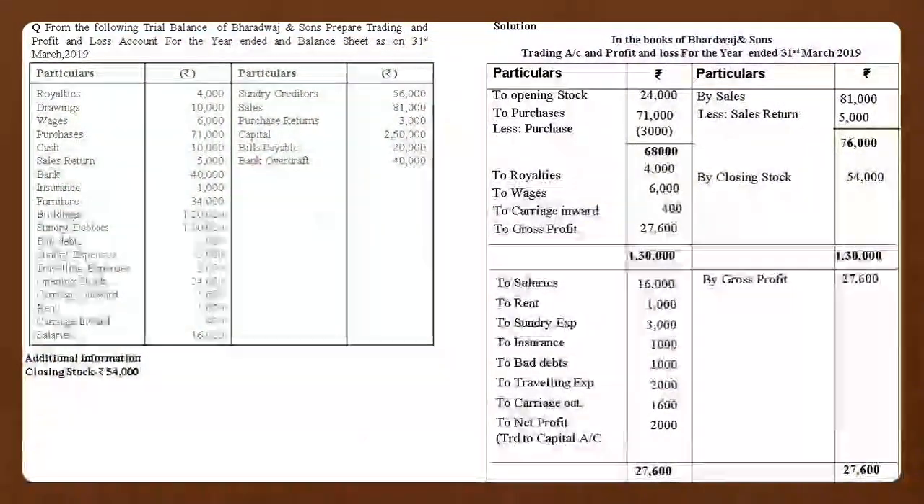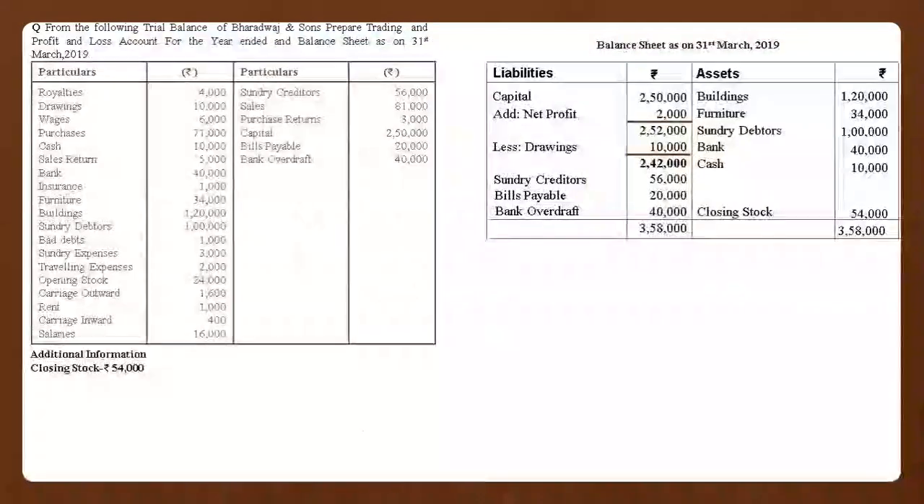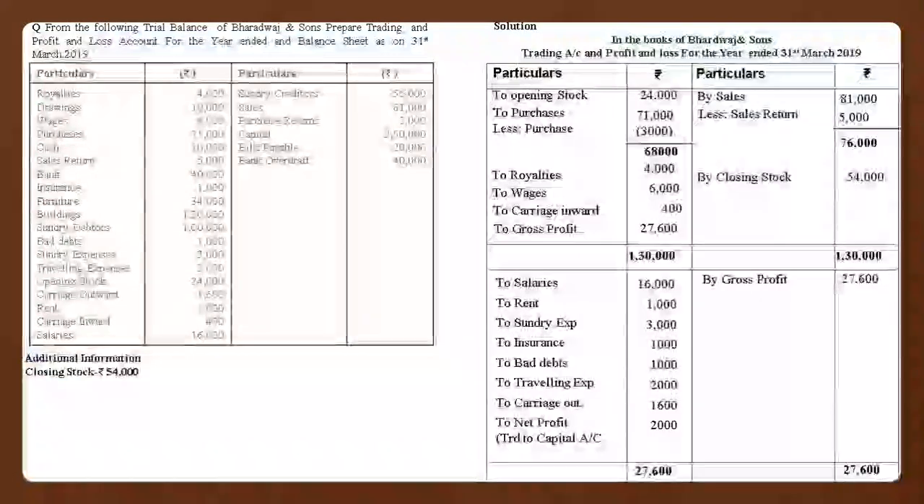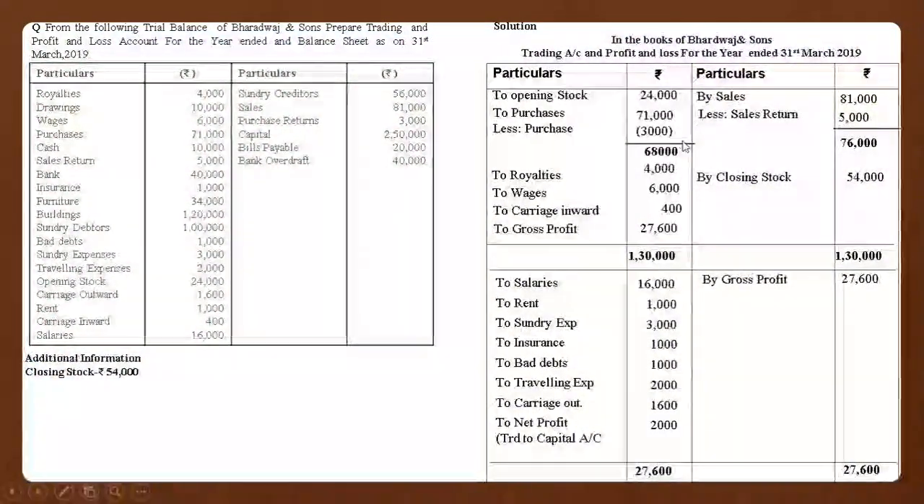Royalties 4,000 rupees. See, royalty is a direct expense, students. Royalty is a direct expense made by the user of the asset to the owner or the creator of such asset for its use. So royalty is given 4,000 rupees. So you have to write in trading account debit side, to royalties 4,000 rupees.